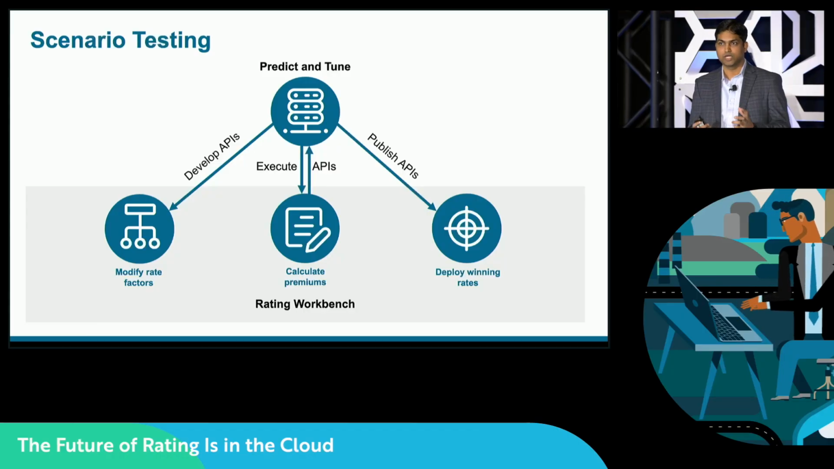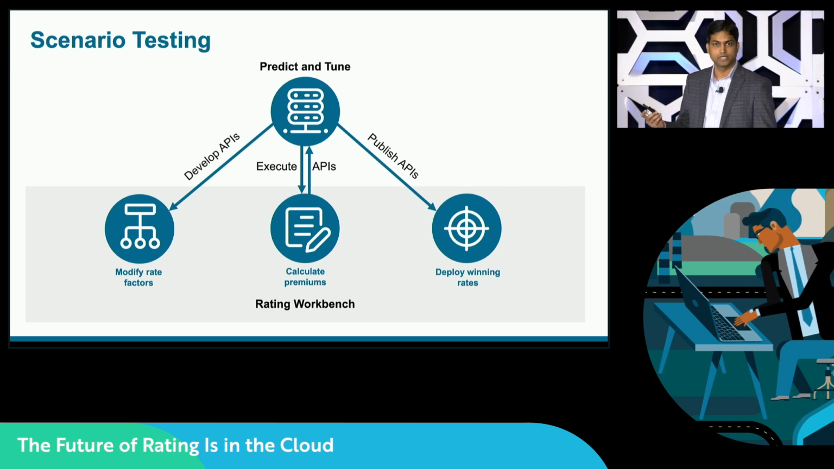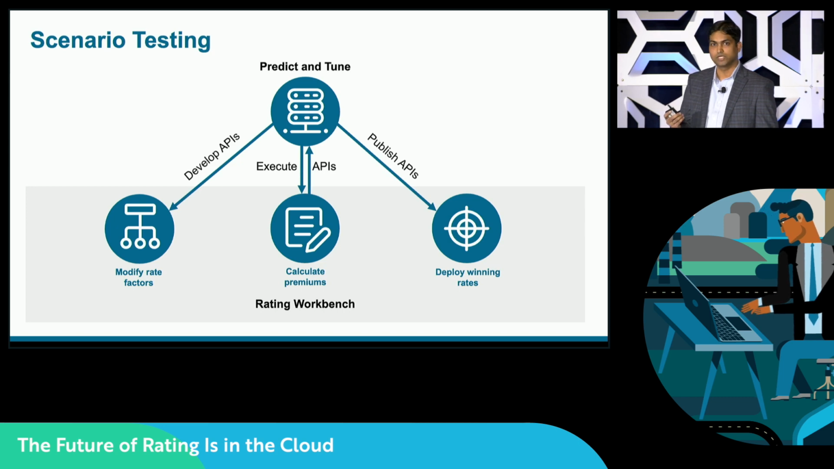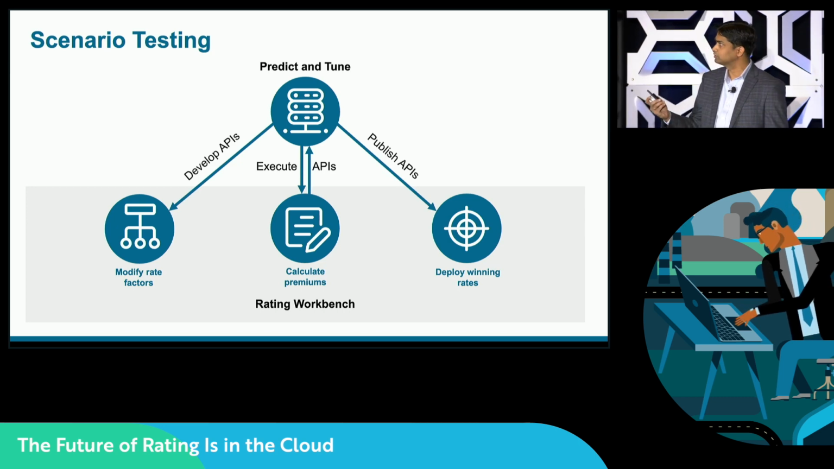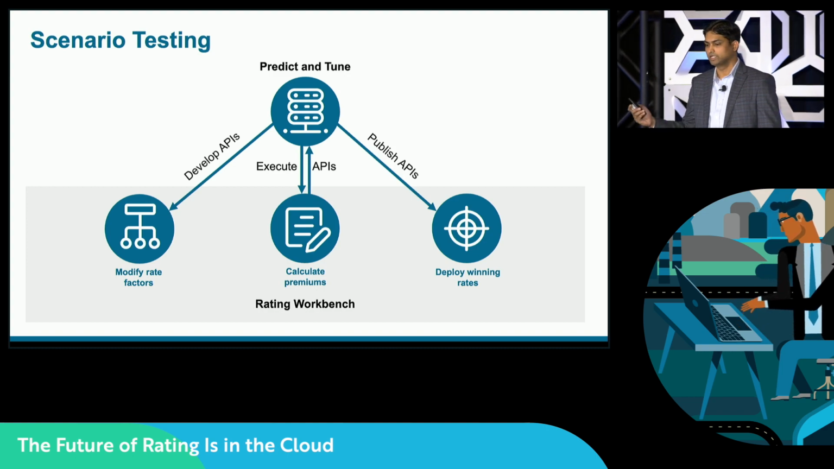And once they have decided the final rates that are most suitable, they will quickly use publish APIs, which will allow them to select the proper environment where they need to promote the final changes, and then with a click of a button, deploy them back into the rating engine.